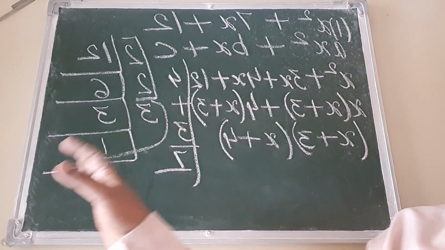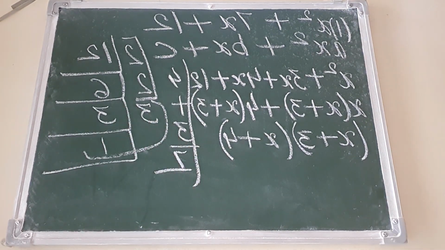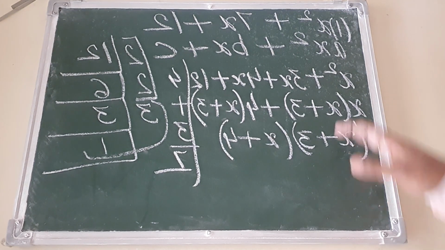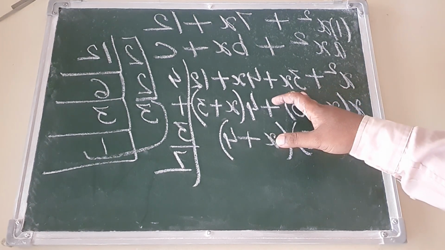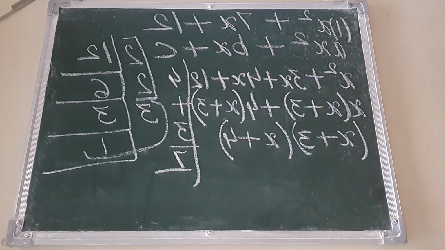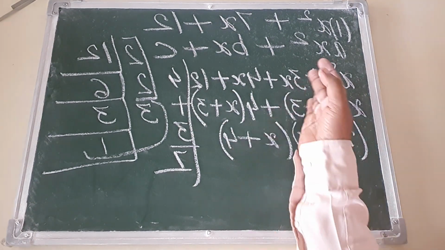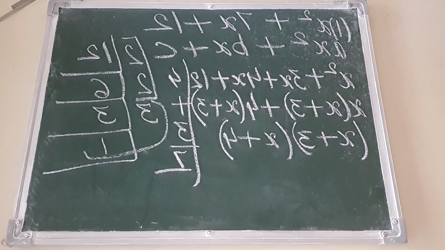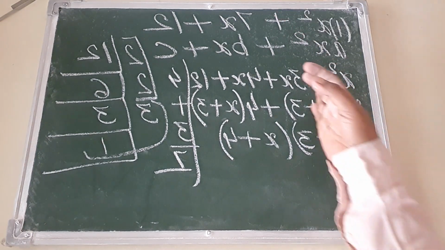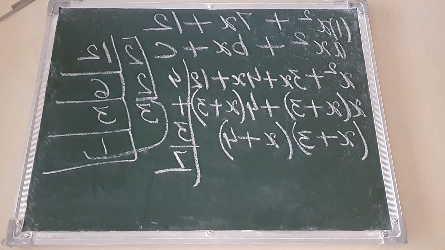And 3 1s are 3. So our factors are 2, 2 and 3. So it is x square plus 3x plus 4x plus 12. We can write it this way, because the middle term has to be split such that its sum becomes 7. So 3 plus 4, that is 7. So we can write 3x plus 4x.